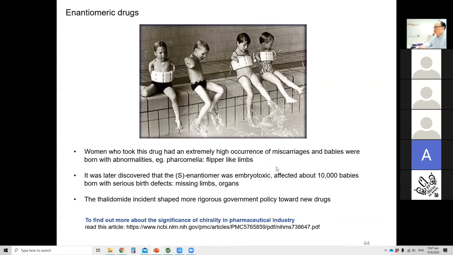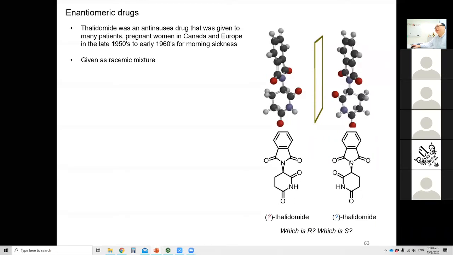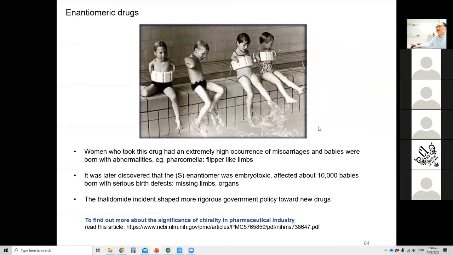Then deeper research pointed out that the S enantiomer of this molecule is actually embryotoxic. So that's really bad, and it affected almost 10,000 babies. Because our protein or biological system is chiral, the R one is good for people, but the S one is very bad. It causes very bad situations for embryos. Okay, so actually after this tragedy, the incident shaped more rigorous government policies.